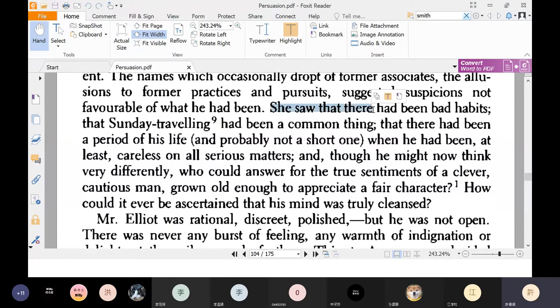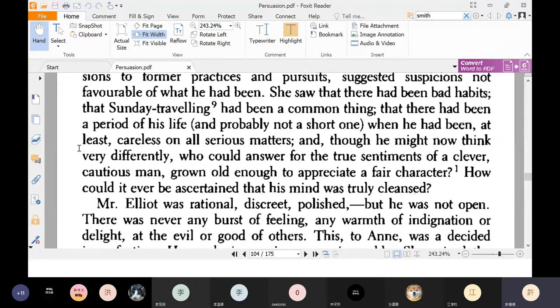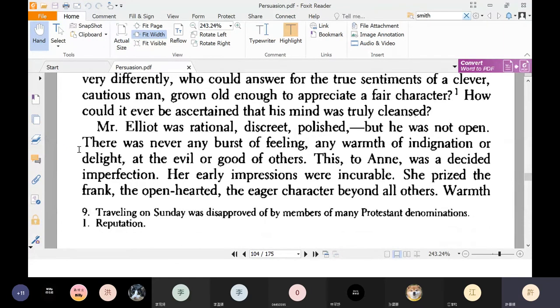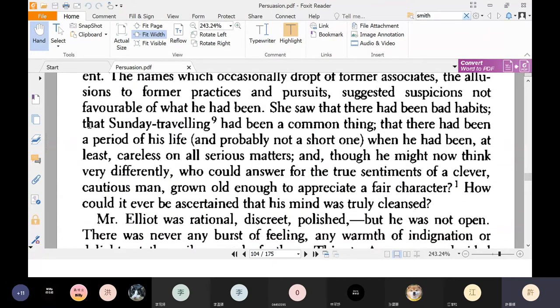"She saw that there had been bad habits, that Sunday traveling had been a common thing." So Sunday in a Christian society is supposed to be a day of rest. So traveling on Sunday was disapproved of by many Protestant denominations. A denomination is just a church. So you're not supposed to travel on Sunday.